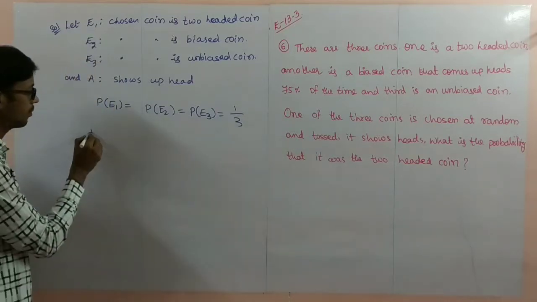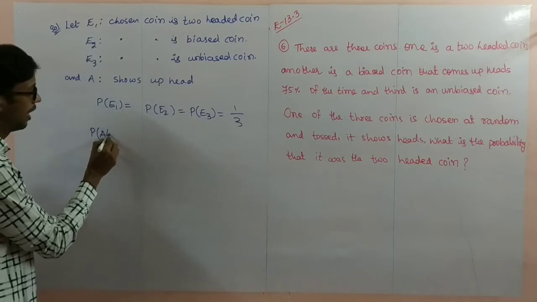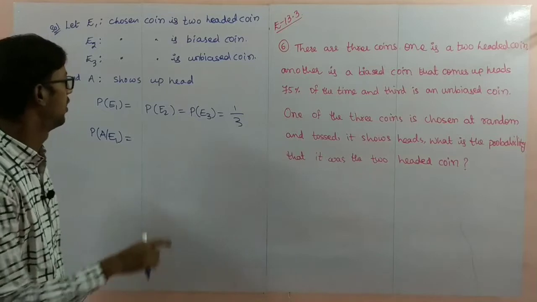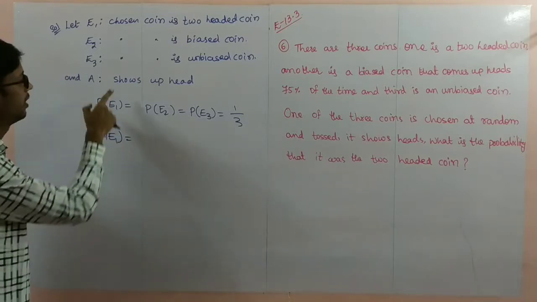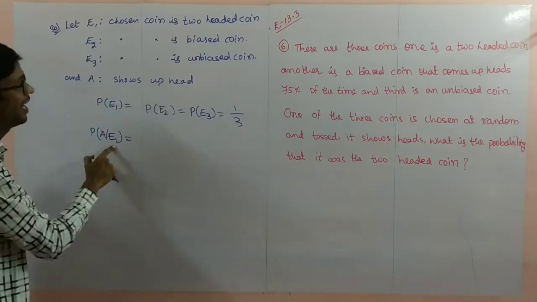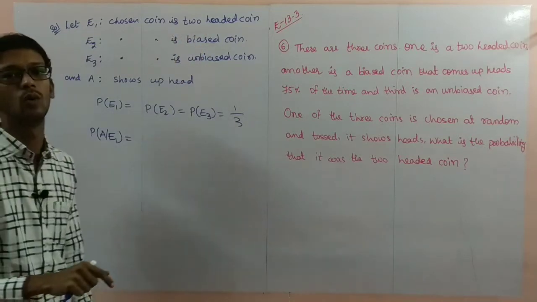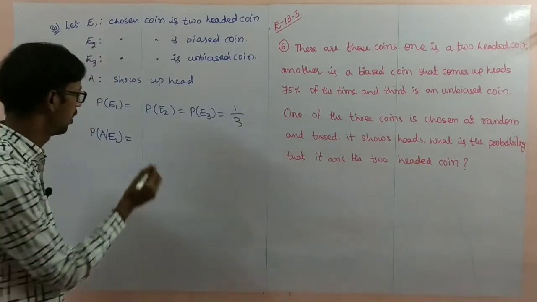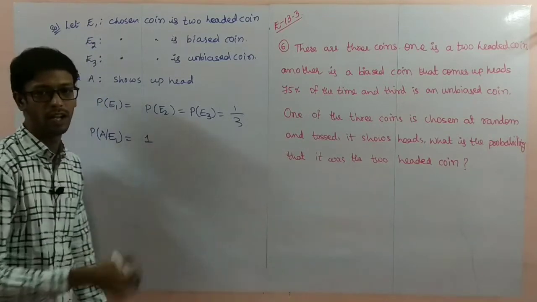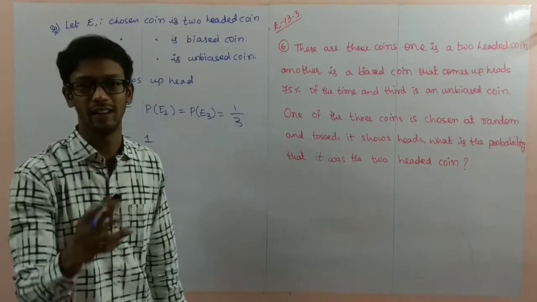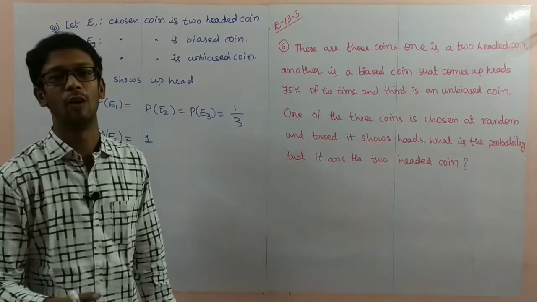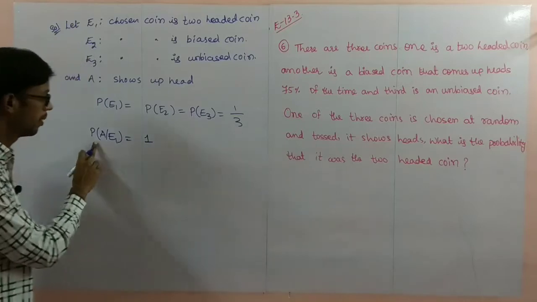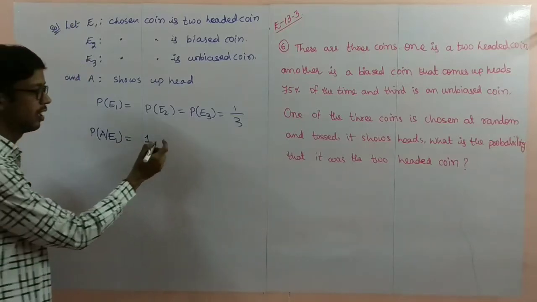Next, probability of A by E1. A by E1 means head comes here, and the coin is a two-headed coin. If you are tossing, the head-coming possibilities: only one possibility, 1 by 1. Why? Because both sides are heads. However many times you toss, only one outcome, that is head. So probability of A by E1 is 1.